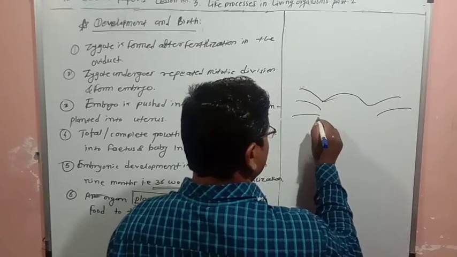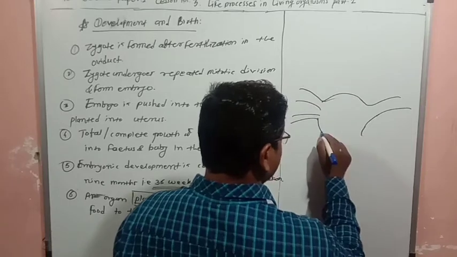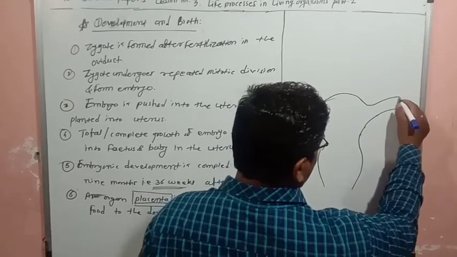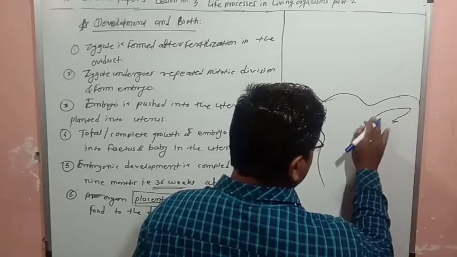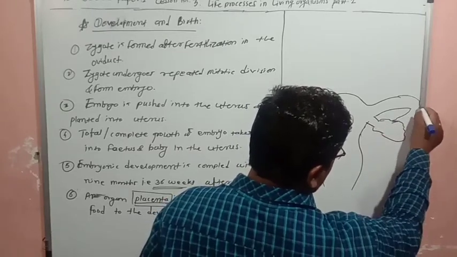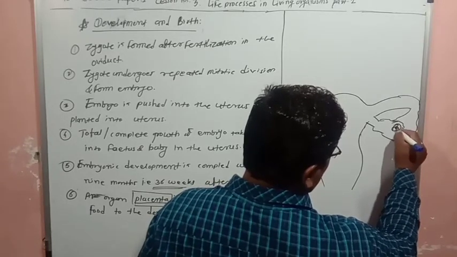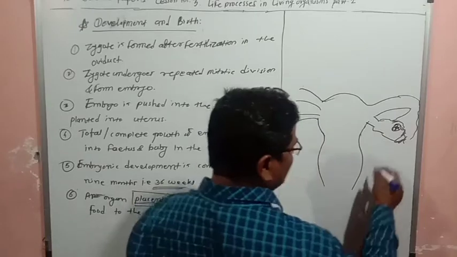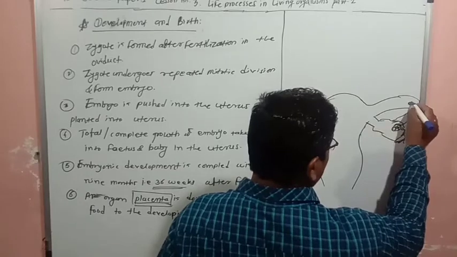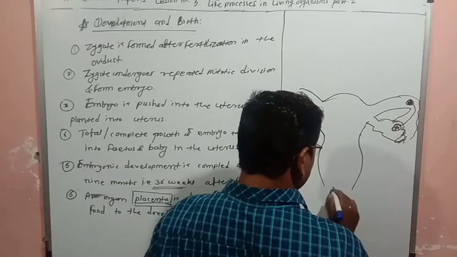So this structure we have studied before. Here an oocyte or follicle is produced, containing the oocyte. It will come here, and here ovulation will take place.